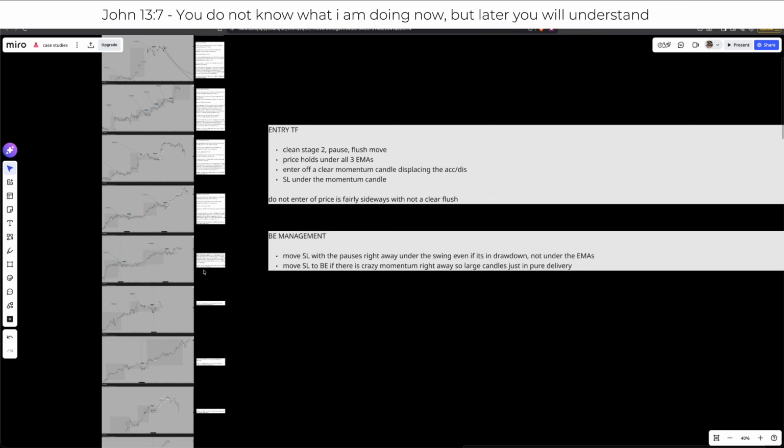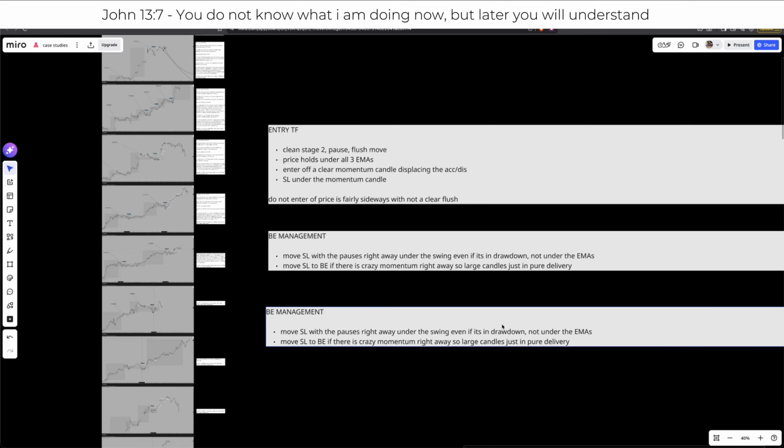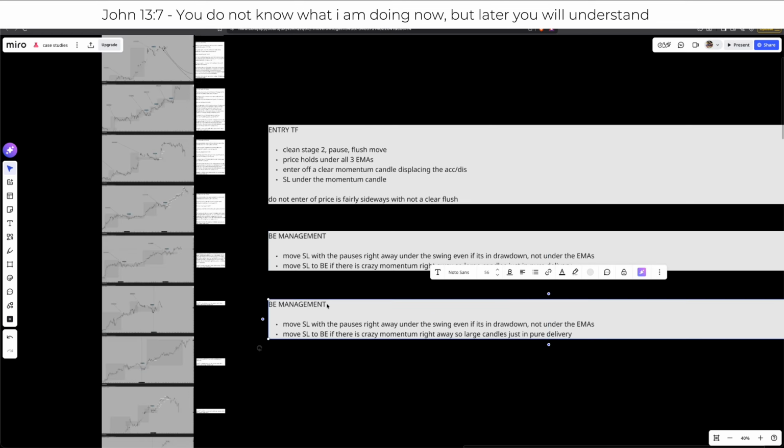So when price is just doing what it should be doing, like normal moves, I move right under the pauses, under the swing, even if it's in drawdown, not under the EMAs. And if price is really moving, then I go break even right when the large candles are forming, pure delivery. And now the TP, right? This guy right here, this is the money maker.